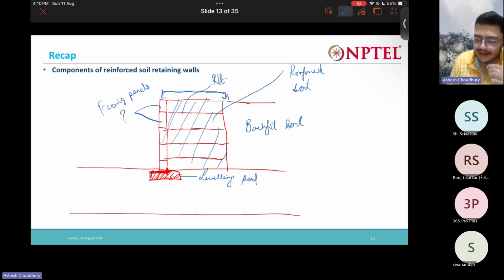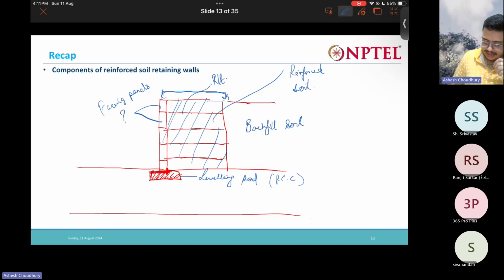And why is this leveling pad actually used? To give some sort of stability to the panels. Yeah, just to have a level surface. Rather than keeping the panel resting directly over the soil, to have a strong, hard, level surface, we have this leveling pad. What is this leveling pad made of? How do we make it? It's made of concrete. What concrete, reinforced concrete or plain concrete? Plain concrete, PCC.